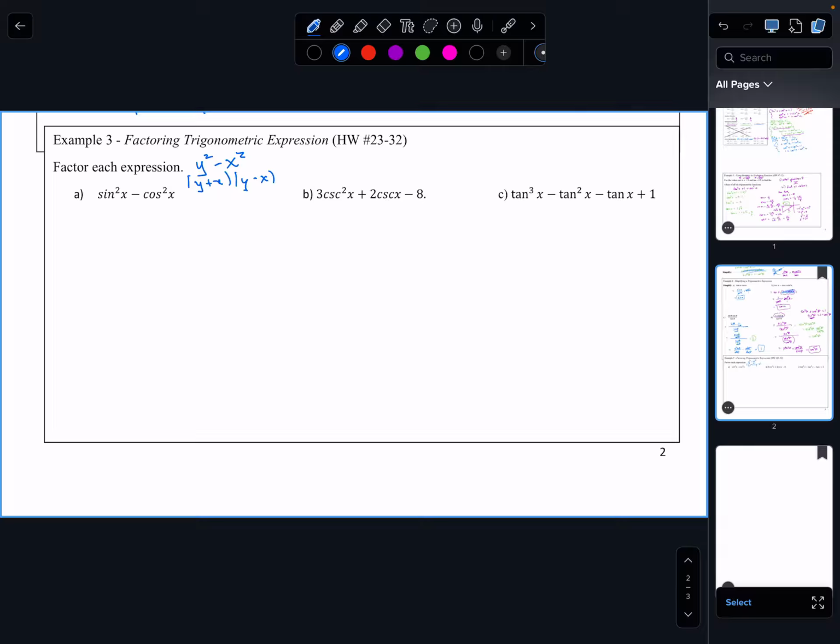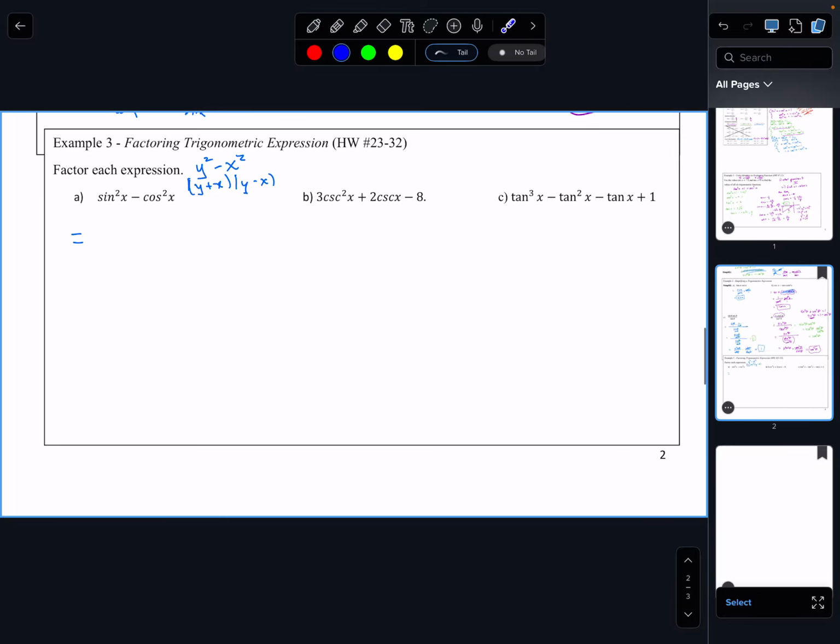If you need to do some work like that off to the side, do it off to the side. I want you to present your answers as copy the original. And this is a difference of squares. And it's factoring. It's different than simplify the expression. We're factoring. And you get a sine x plus cosine x. And a sine x minus cosine x. We're not simplifying, we're just factoring. And that's it. You factored it.